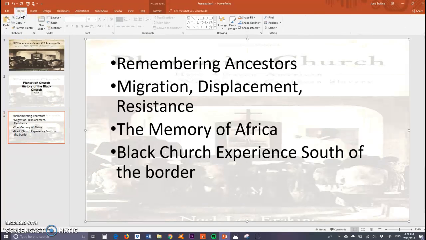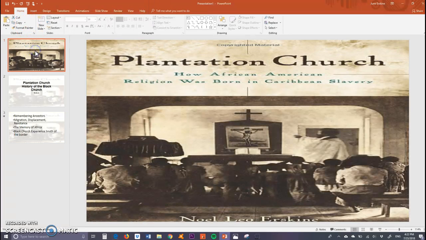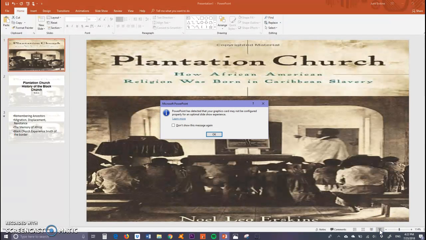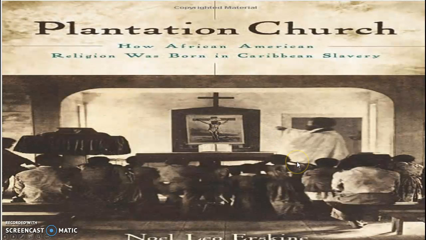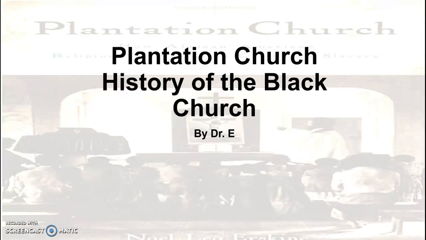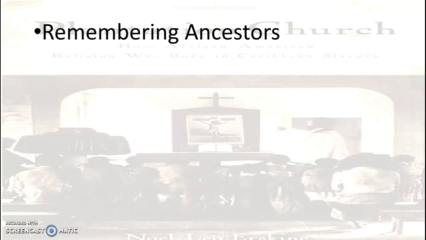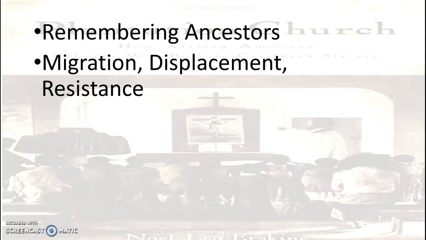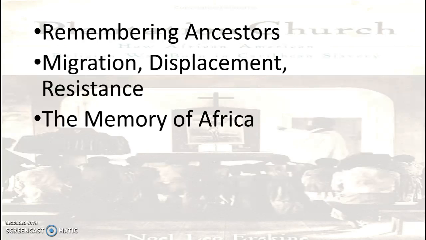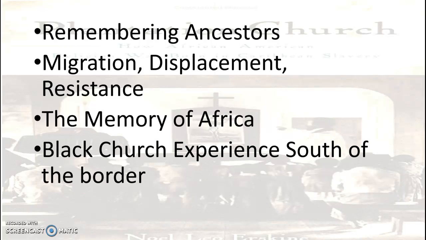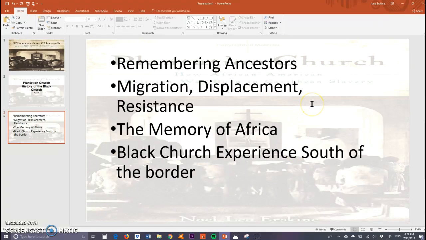Before we go on to make our next slide, let's look at what we have already. So I can click on number one over here on the left panel, and then we can hit the play icon right here. Look how beautiful that is. So that's our initial slide, and then there's our title slide, and then the next slide as I'm moving the arrow on my keyboard, remembering ancestors. Then we're going to explore migration, displacement, resistance, the memory of Africa, the Black church experience south of the border, and that's it. Yay! So that's what we have so far.